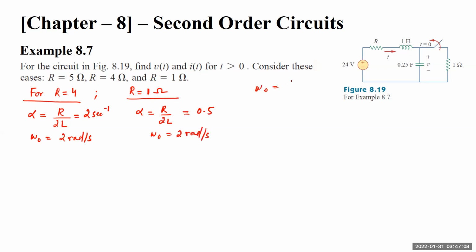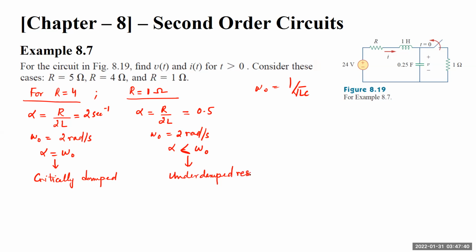Remember, omega naught is equal to 1 by square root of LC. So in this case, alpha equals omega naught. In this case we have alpha less than omega naught. So this is the case for critically damped, and this is the case for underdamped response, right?